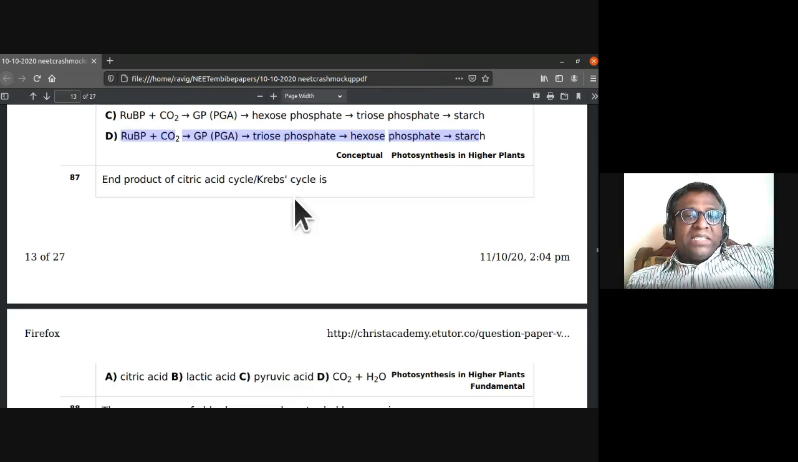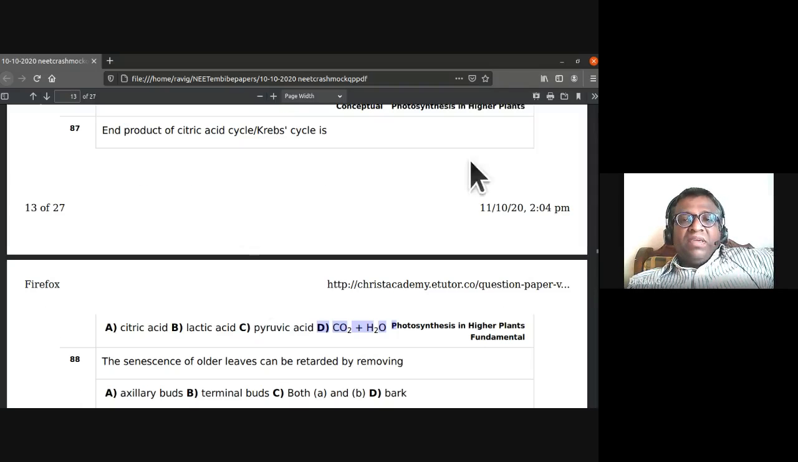End product of citric acid cycle or Krebs cycle is oxaloacetic acid, citric acid, lactic acid, pyruvic acid, or carbon dioxide plus water. So 87th, the answer is D, carbon dioxide and water. Krebs cycle is respiration, it should not have come anyway. I've given one question, doesn't matter.